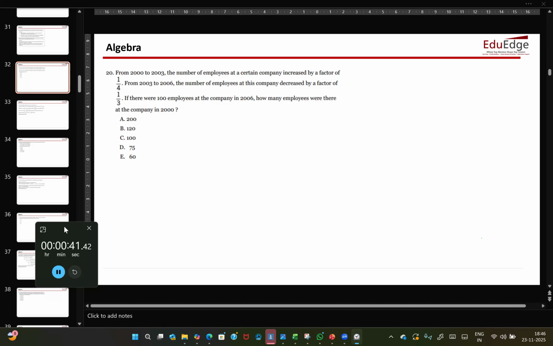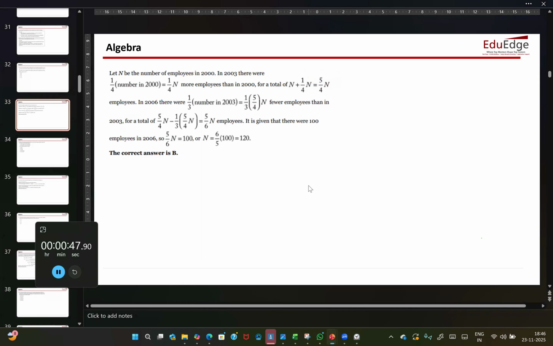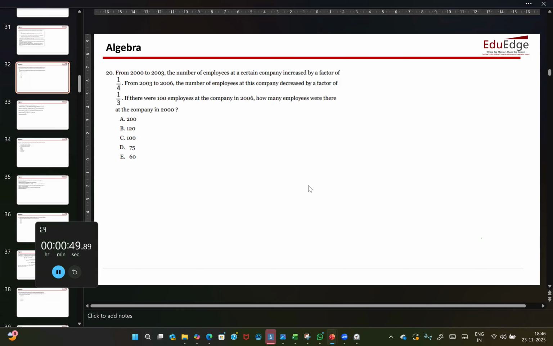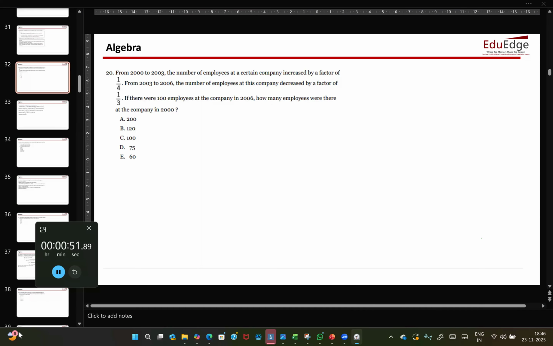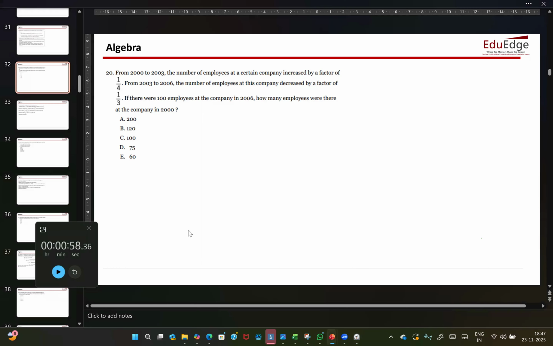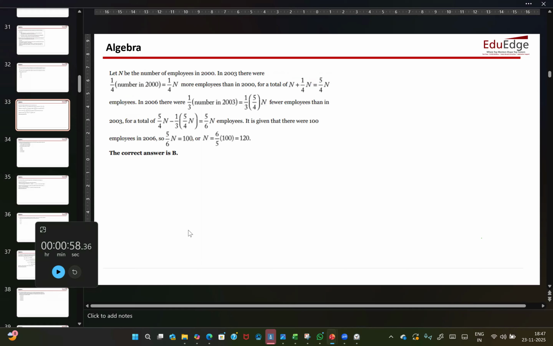120. Perfect. 120. Okay. So increase by a factor of 1 by 4 means what? It becomes 5 by 4, right? Decrease by a factor of 1 by 3 is 2 by 3. Is this how we did it?